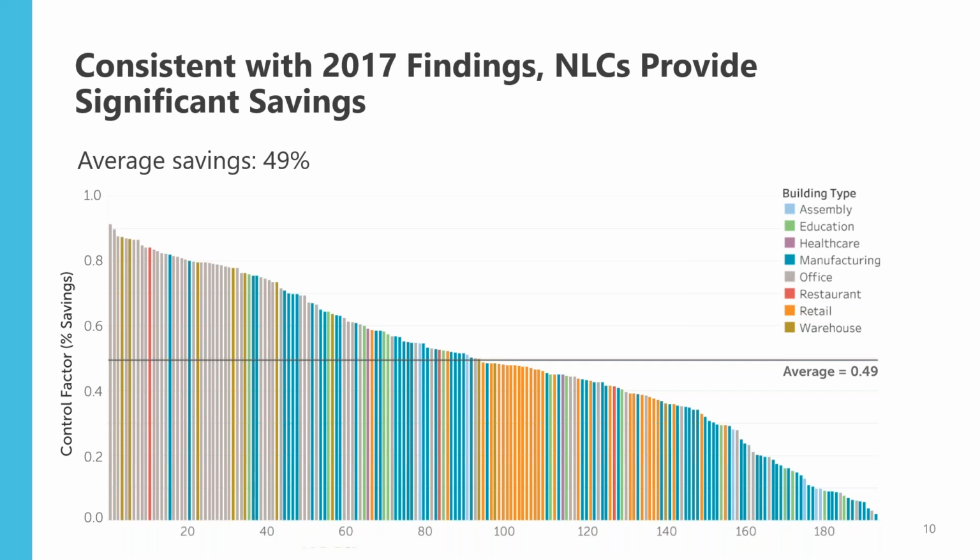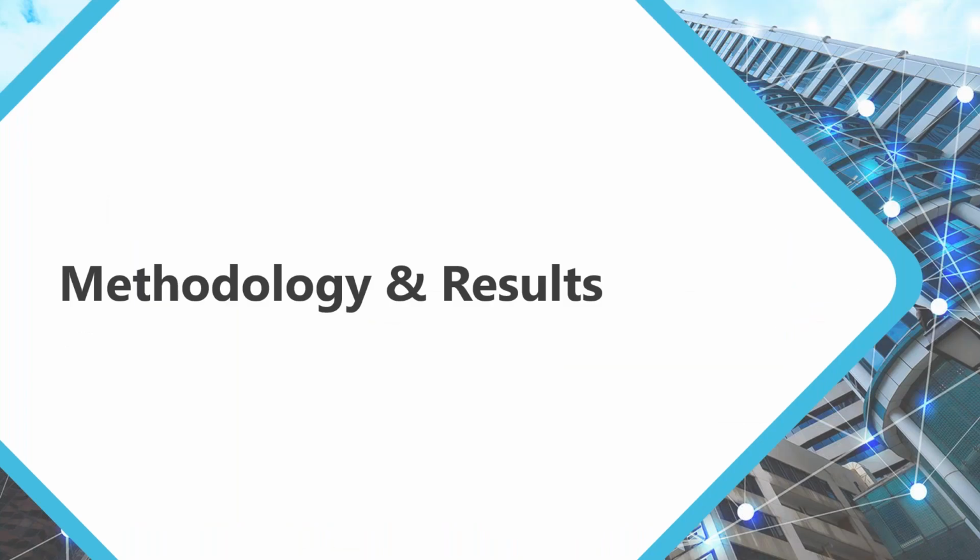We are excited to announce that the results of this study are consistent with the 2017 study findings. The average energy savings across all buildings is 49%, which is an overall 2% increase. The highest savings were found in offices, warehouses, and manufacturing facilities. Among all the control strategies available, High-End Trim contributed the most to the savings. Now I'll flip over the control to Yao to explain the methodology and results.